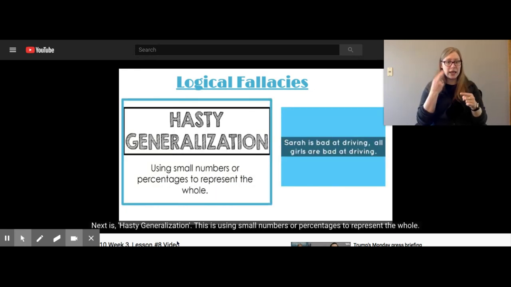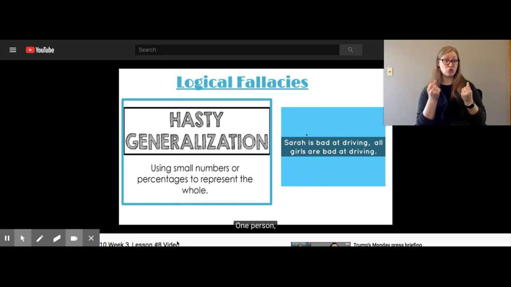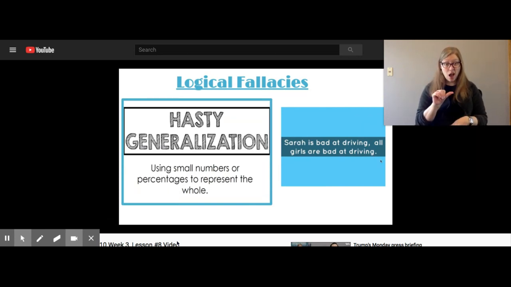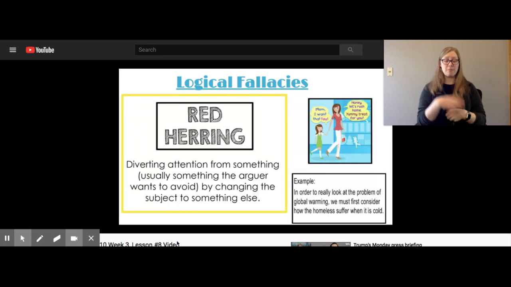Next is hasty generalization. This is using small numbers or percentages to represent the whole. Here's an example. Sarah is bad at driving. Sarah is a female, so therefore all girls are bad at driving. One person generalizing that all girls are bad at driving. That's a bad argument, a hasty generalization. Moving on.